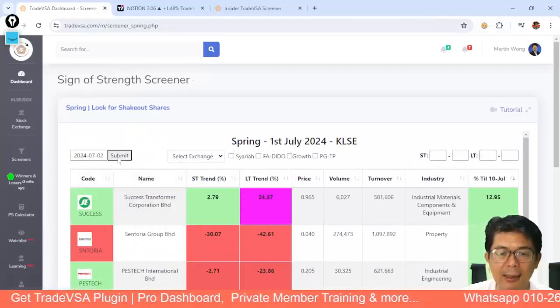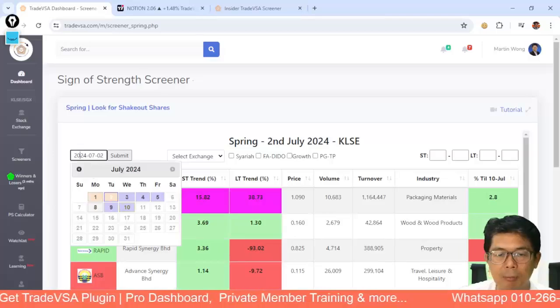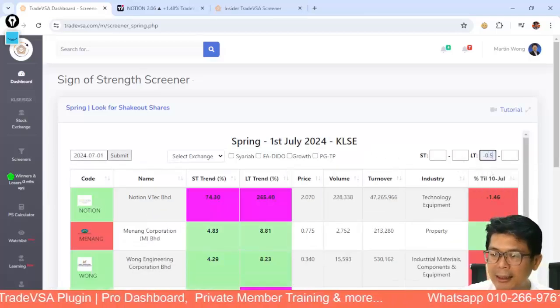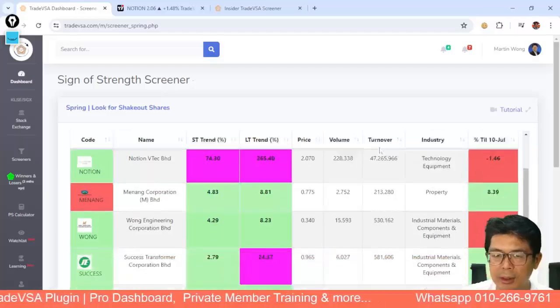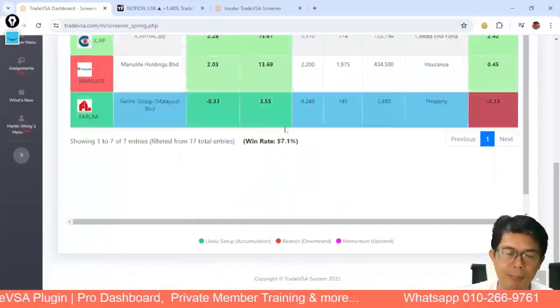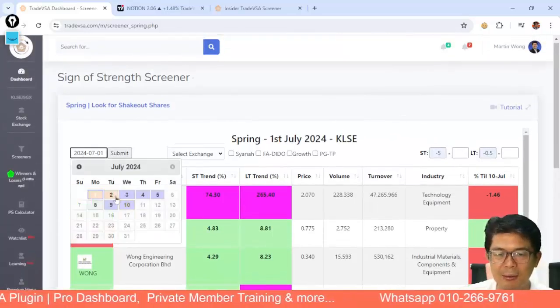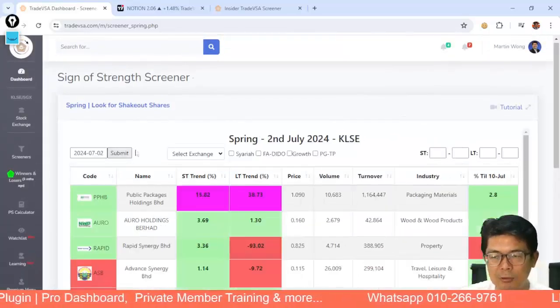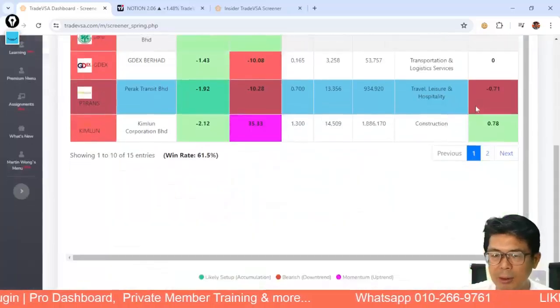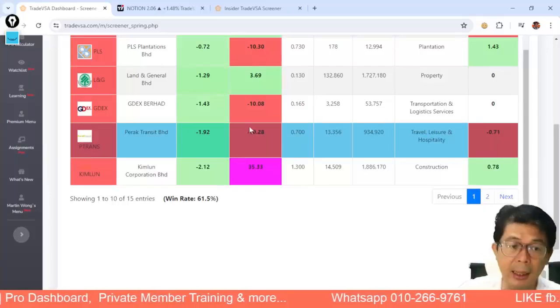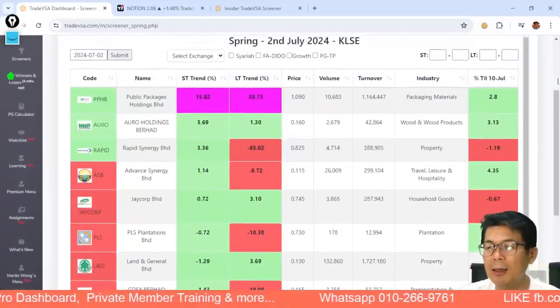Let's look at another one. Second. Oh, before that we have to submit, and then we put the LT and ST and see if that will increase the win rate. 51%. 51% actually. So it doesn't increase the win rate. So we go to the 2nd of July, and we'll look at the win rate, 61%, which is still more compared to NS and Pentagon. Okay, NS and Pentagon.